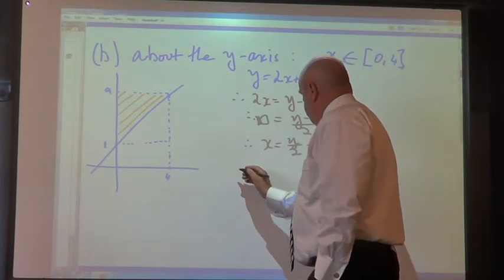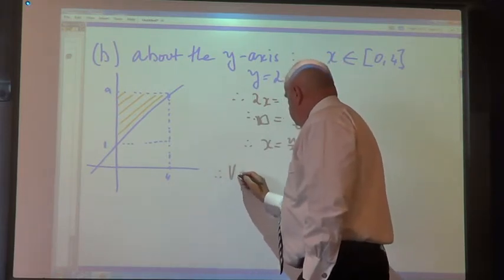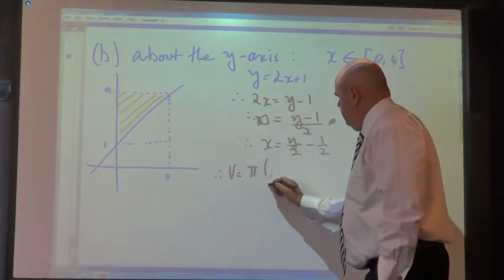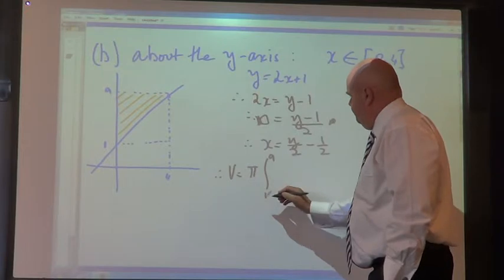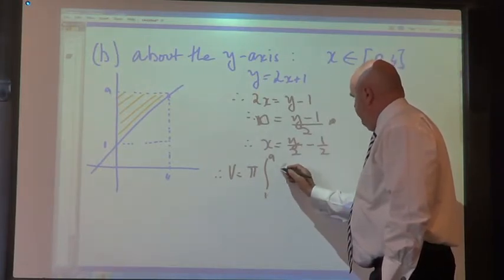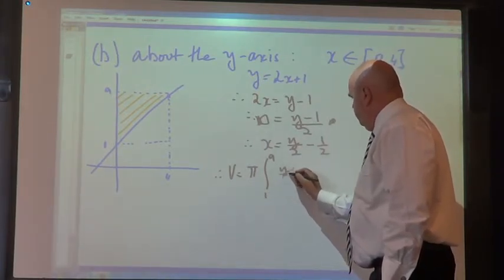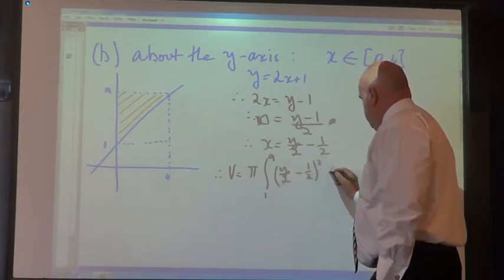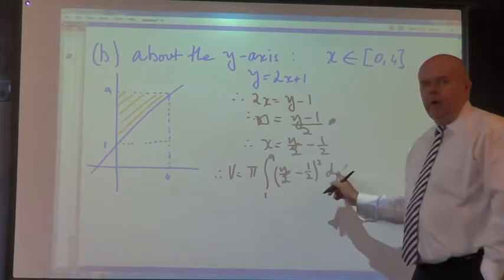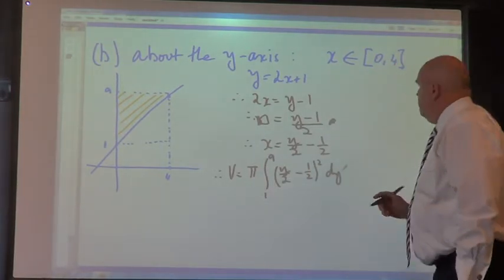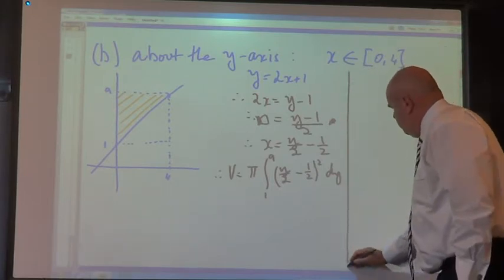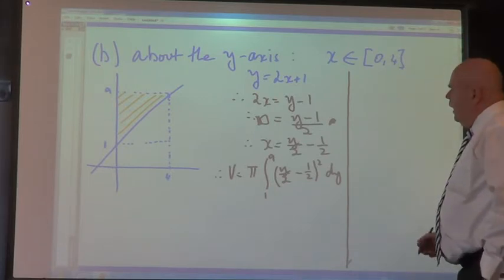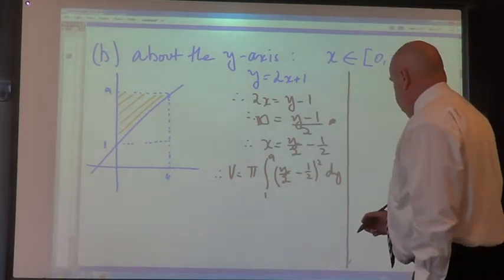So what we're going to do is this. We're going to say the volume is equal to pi, our new limits are 9 and 1, and this is what we've got to square: y on 2 minus a half, all squared. And we are integrating with respect to y now. That's the first time I think we've done an integral where it hasn't been dx on the end. Okay, so what's that going to give us?